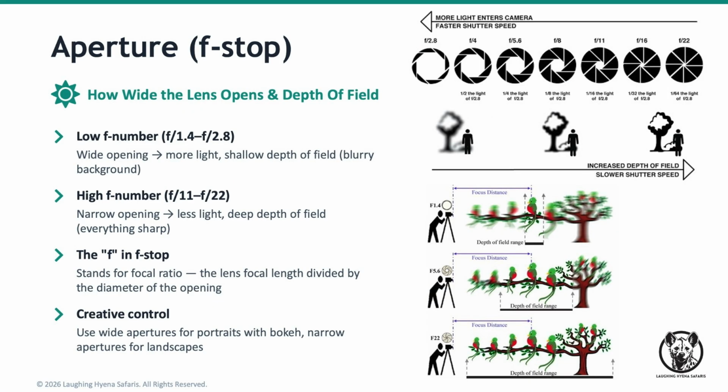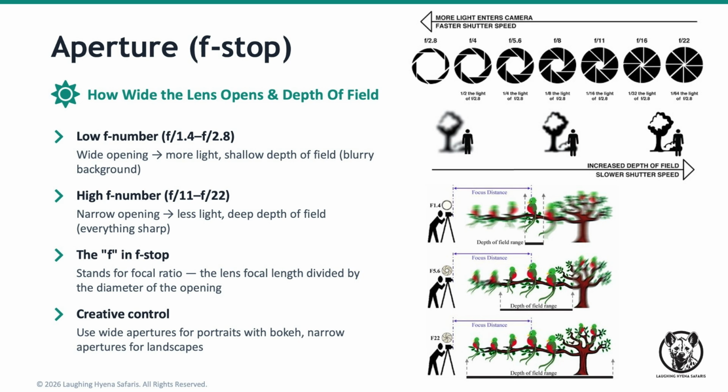Let's start with aperture, which is measured in f-stops. This one trips people up at first because the numbers seem backwards. A low f number like f1.4 or f2.8 actually means a wide opening. More light comes in. A high f number like f16 or f22 means a tiny opening. Less light gets through. But aperture isn't just about light. It's your main tool for controlling depth of field, which is how much of your image is in sharp focus.